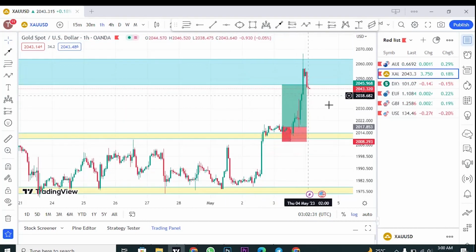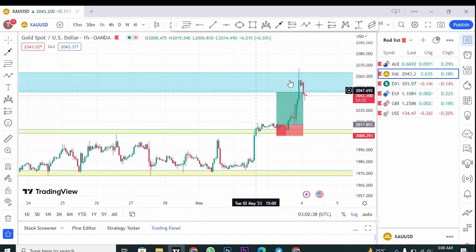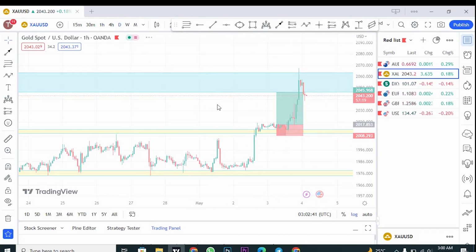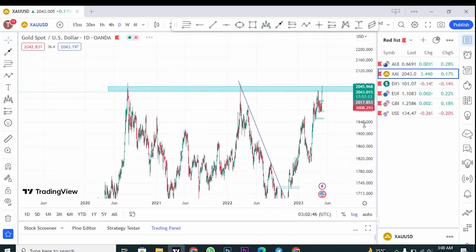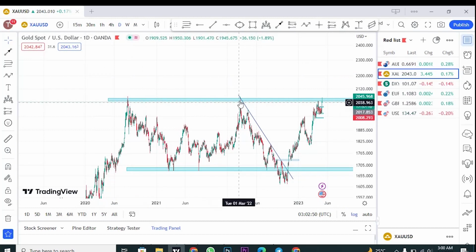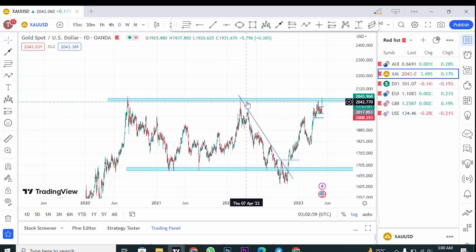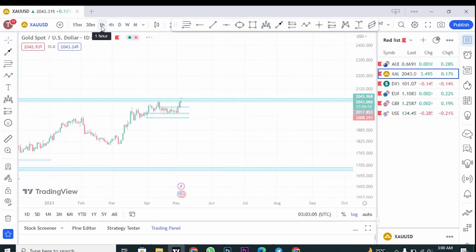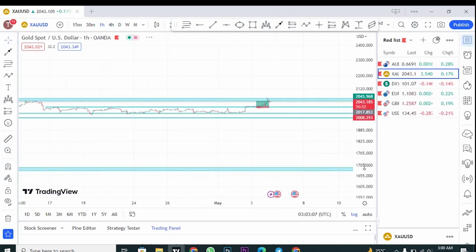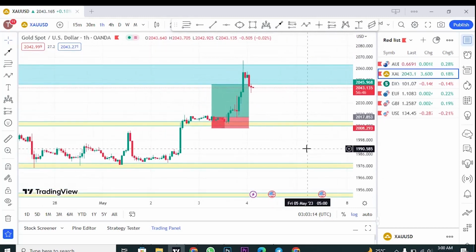Here was my TP, on the highest point of the chart, you can see. Let me move on to the daily time frame to show you what I'm talking about. You can see resistance, resistance, resistance. So that was the point I put my TP, because this point is the highest point of gold. So that was where I placed my TP right there. After I placed my TP, I knew it was a perfect setup for me.